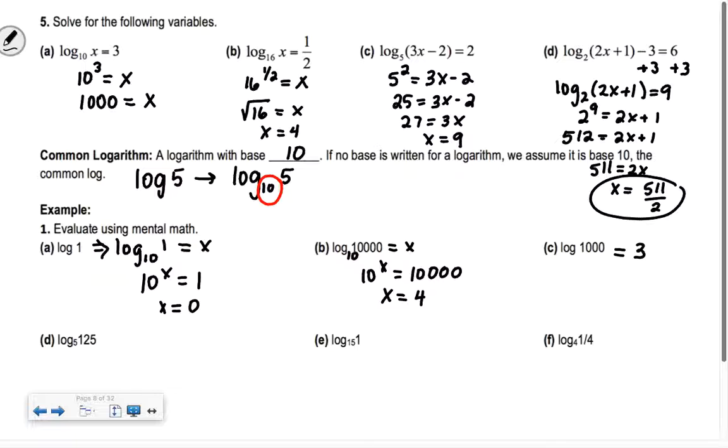Pay attention. So if I have log base 5 of 125, we're going to do the same thing. Some of you guys are going to be able to do this without writing the x eventually. That's the goal. But for now, if you don't understand, just write equals x.